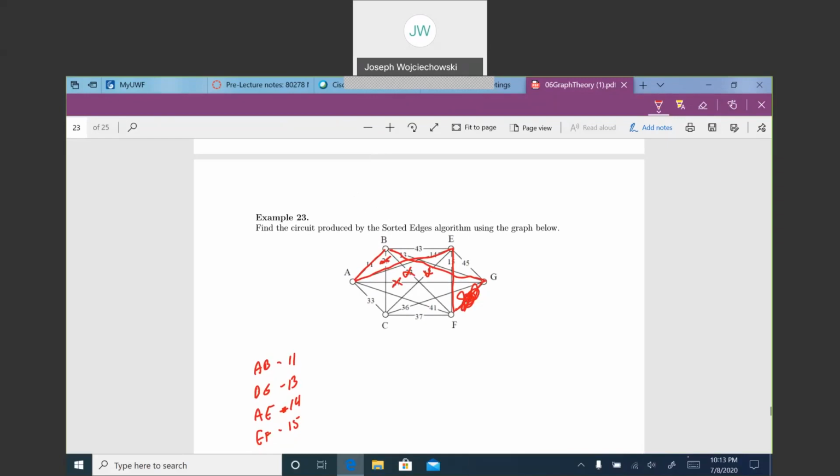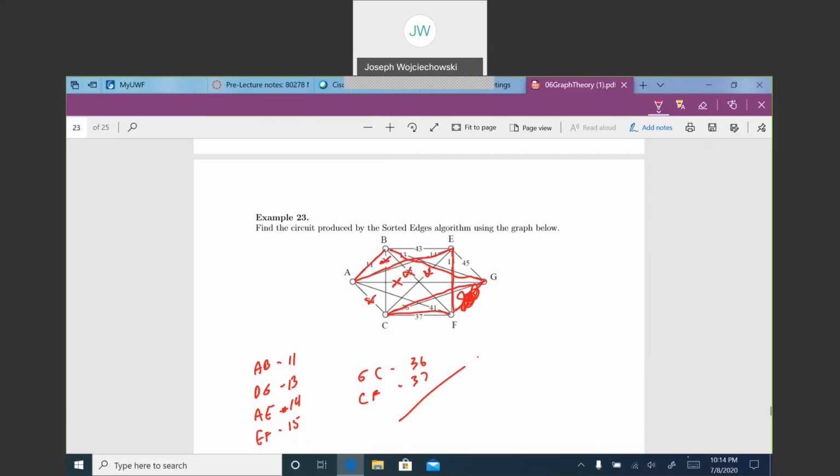So it looks like a 33, that goes to A. Can't use it. I have a 36. I can use it. That's G to C at 36. And then where are my... A has 2, B has 2, E has 2, C has 2, F. C to F, which is 37.